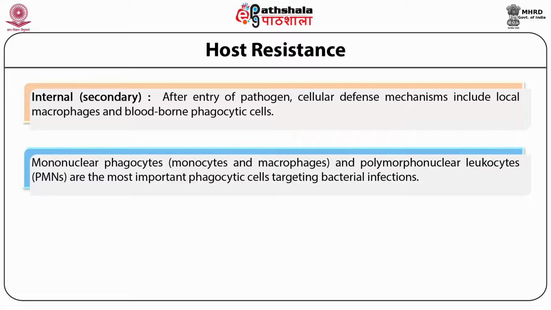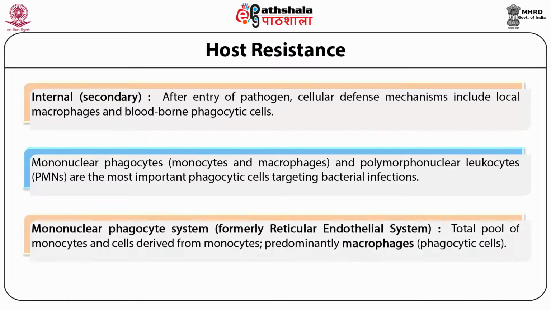So this system, also known as the reticuloendothelial system, is a robust mechanism of phagocytosis of whatever is coming from outside, whether it's a pathogen, whether it's a virus, whether it's bacteria. Everything is destroyed by the body to prevent the disease from happening.